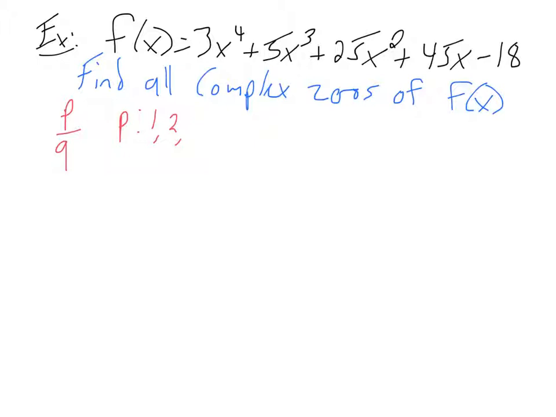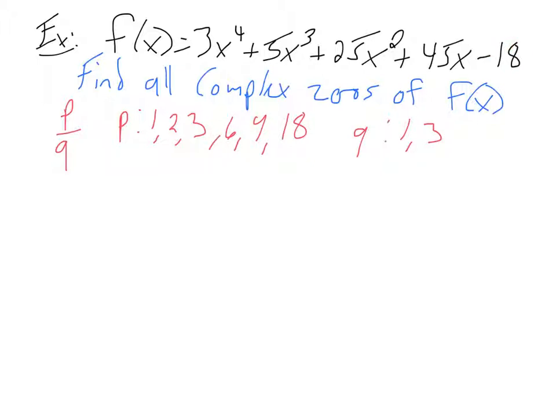Let's go back and erase that. So 1, 2, 3, 6, 9, and 18. Those are all possible values that the numerator of our solution could be, and for the denominator, the possible factors would be 1 and 3. All the factor pairs of 3, all the factor pairs of 18, right? So let's just go ahead and construct them all.